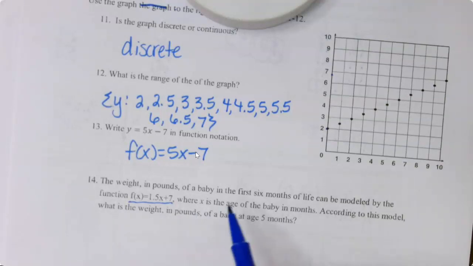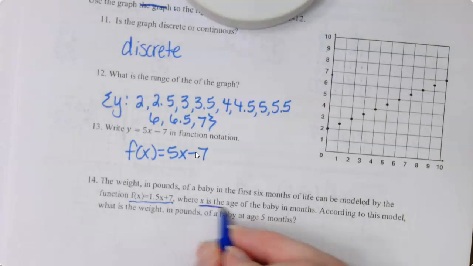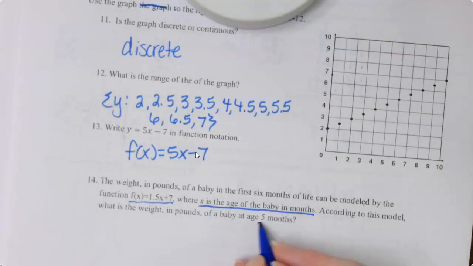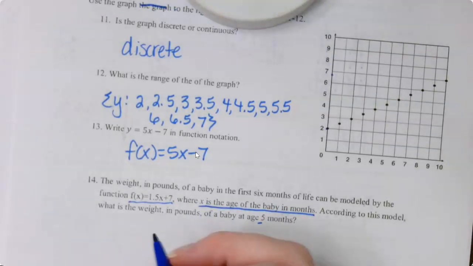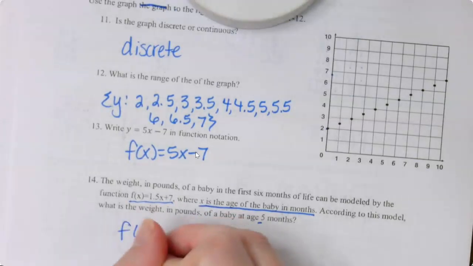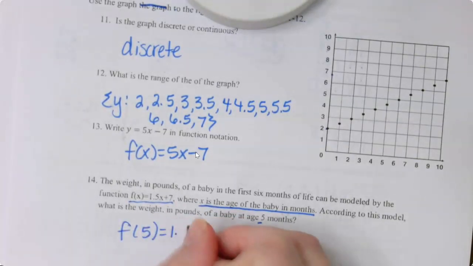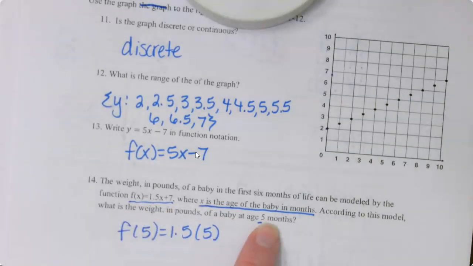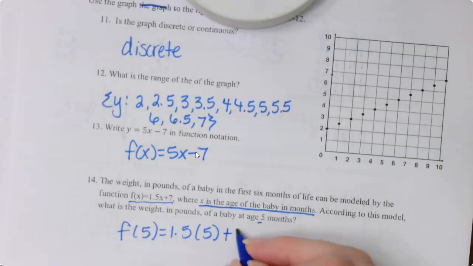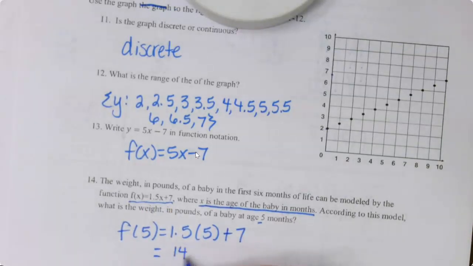Okay, so x is the age of the baby in months. So all we're going to do is plug in a 5 for x. So f of 5 equals 1.5 times 5 plus 7. Remember, wherever you see an x, we're going to plug in a 5. When we do that, we get 14.5. So at 5 months, the baby weighs 14.5 pounds. All right, let's turn the page.